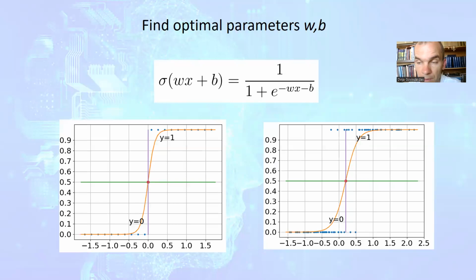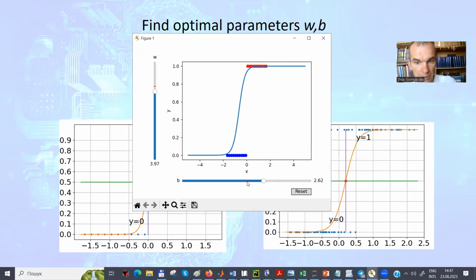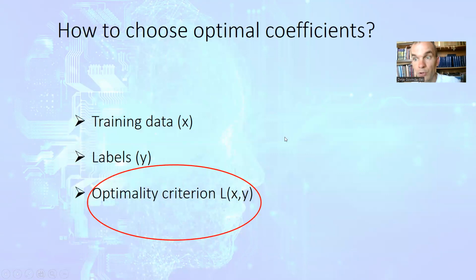And here, this form of the sigmoid function is shown for two possible sets of data. Also, we can show it using a slider. Following the slider prepared in Python, we see that by changing the parameters b and w, the form of the sigmoid function is altered, and we can try to select these parameters to optimally, in some optimality sense, approximate our data. So, what criterion should we use, what optimality criterion?